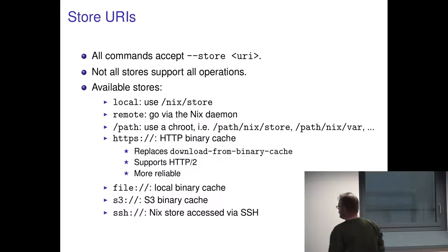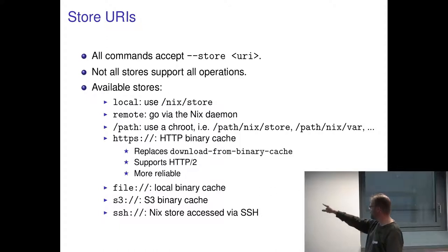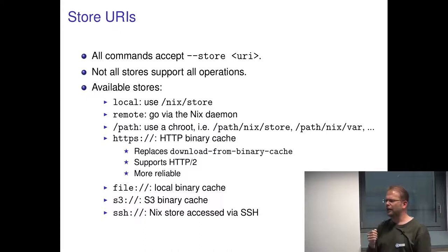So here's a list of available stores. There's local, there's remote, there's also /path. That's the same as local, only it basically uses a chroot, a mount namespace, that allows you to use a Nix store in a different location. There's HTTP and HTTPS, so that replaces download-from-binary-cache.